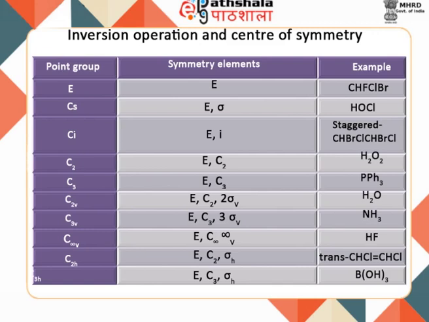The symmetry group is also called point group because, first, all the symmetry elements of a molecule intersect one another at a common point. Second, the position of this point is not shifted by any of the symmetry operations. Some common point groups along with the symmetry elements and an example are given in the following table.